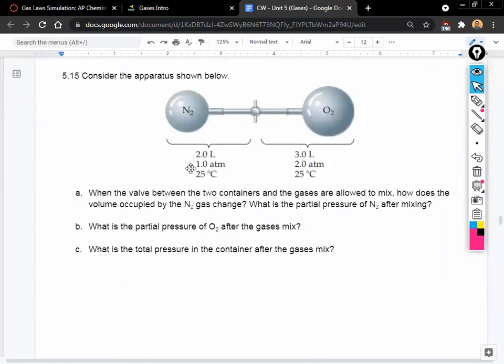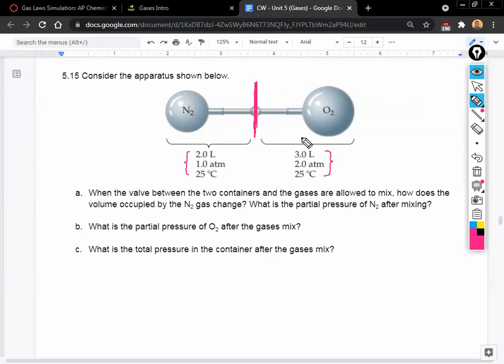Okay, so we're going to take a look at this image, and I'm going to explain the image to you guys just so you know what's going on. On the left side of the container, it's only nitrogen gas, and we have a valve right here blocking the gases from mixing with one another. On one side we have nitrogen gas, and these are the properties for the nitrogen gas. And then on the other side we have oxygen gas, and we have the properties for oxygen gas.